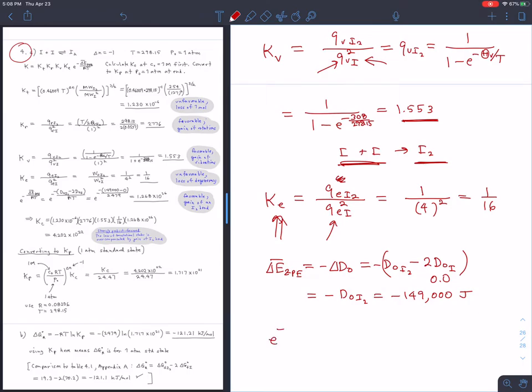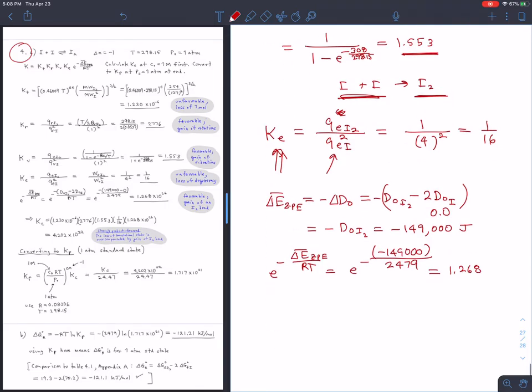And the overall factor is e to the minus delta E ZPE over RT, which is e to the 149,000 over 2479, which is equal to 1.268 times 10 to the 26th. So as usual, the bond energy factor is the dominant one in this case. Putting everything together, remember that we're using molar concentration as our standard state in this case, so this is a Kc value.